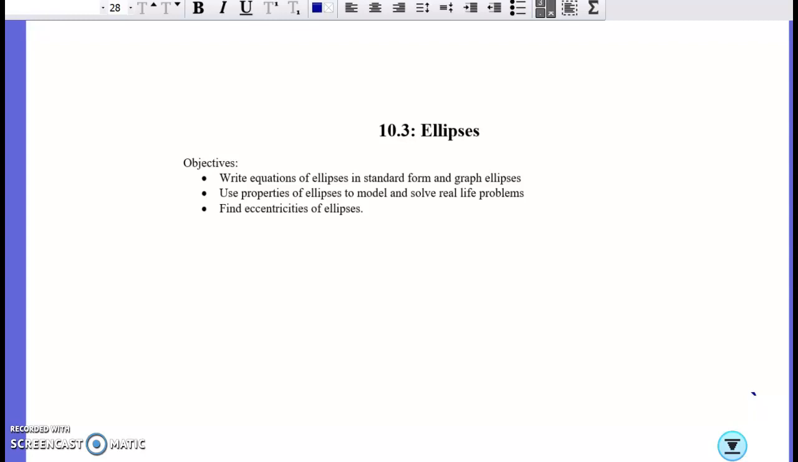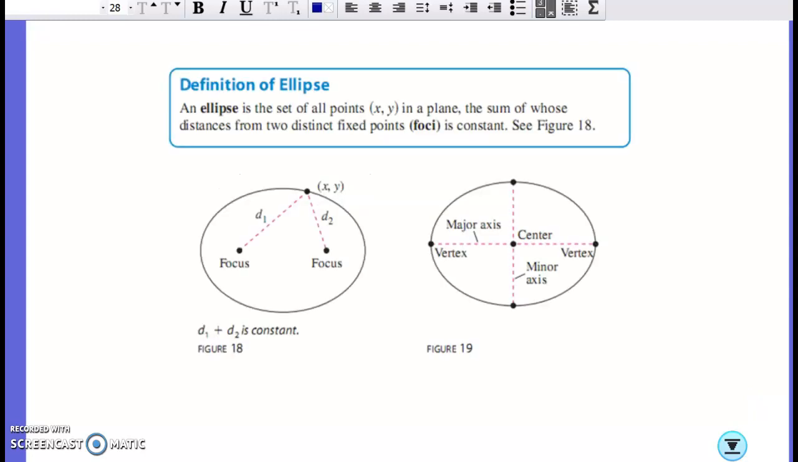Hi everyone, today we are going to start talking about ellipses, which is our next conic section. The definition of an ellipse is the set of all points x, y in a plane where the sum of whose distances from two distinct points called the foci is a constant.